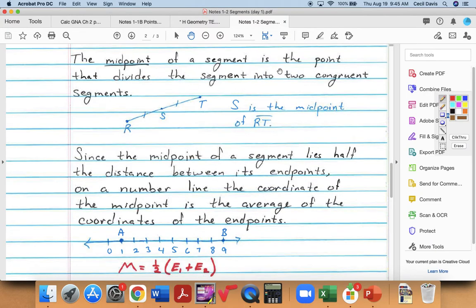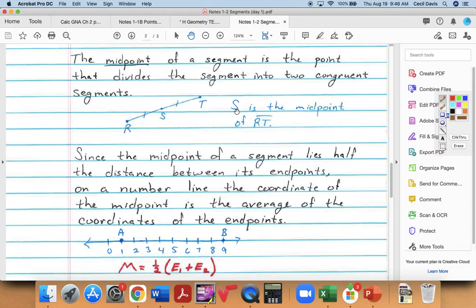The midpoint of a segment is the point that divides the segment into two congruent segments. So if I start with segment RT, there's going to be some point that divides this exactly into two congruent segments. Students will frequently say it divides it in half, which is true, but it's not what the definition says. The definition says that a midpoint is the point that divides this segment into two congruent segments.